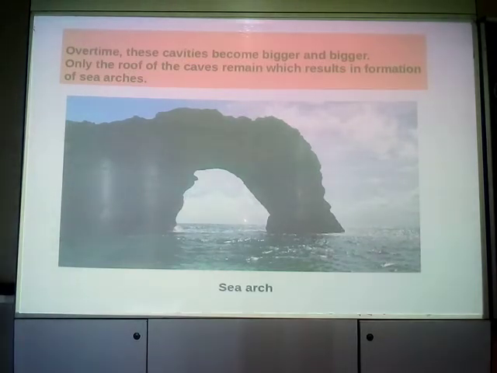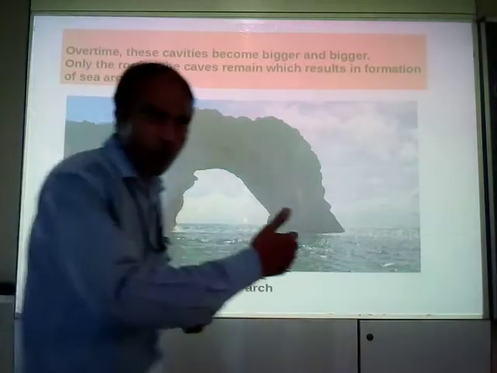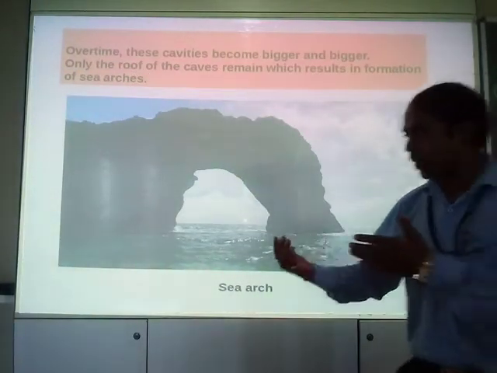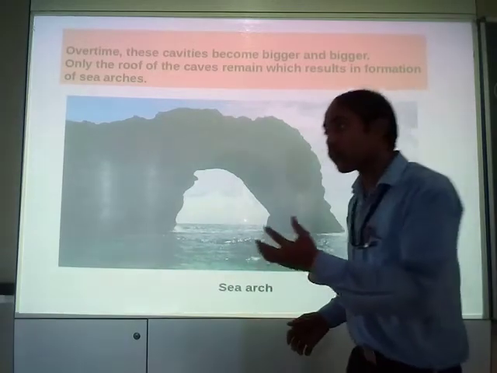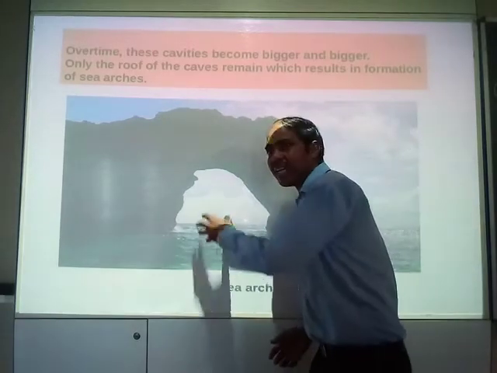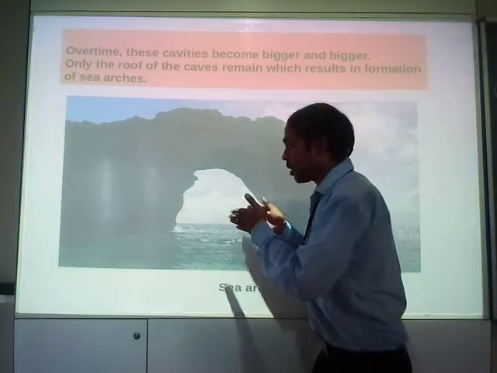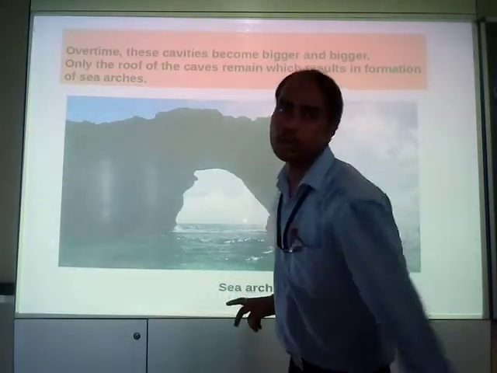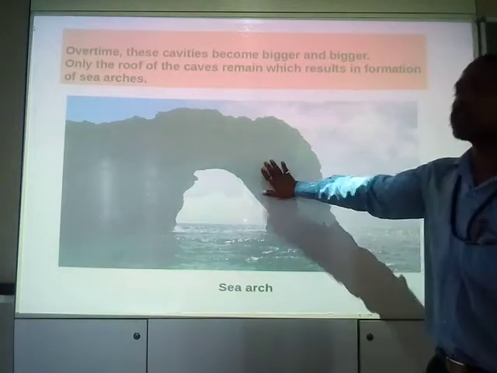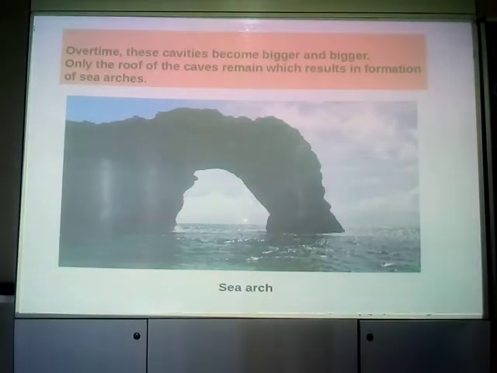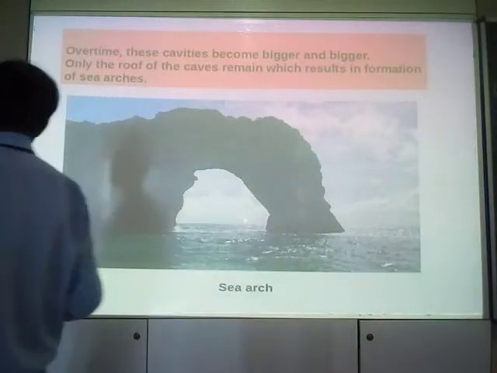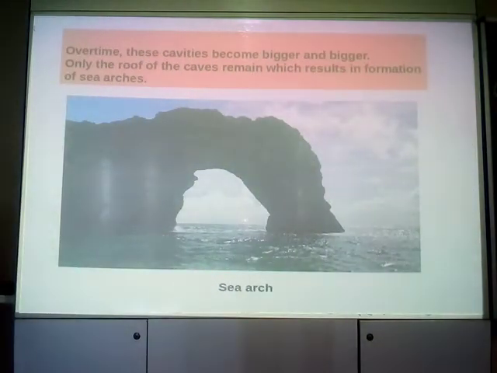Okay, clear? First the sea cave is formed. Now when the sea cave is formed, the sea waves strike it time and again, and a time comes when only the roof is left. That structure is known as a sea arch. Clear? Yes, these are simple things. When you use your brains, it will be easier.